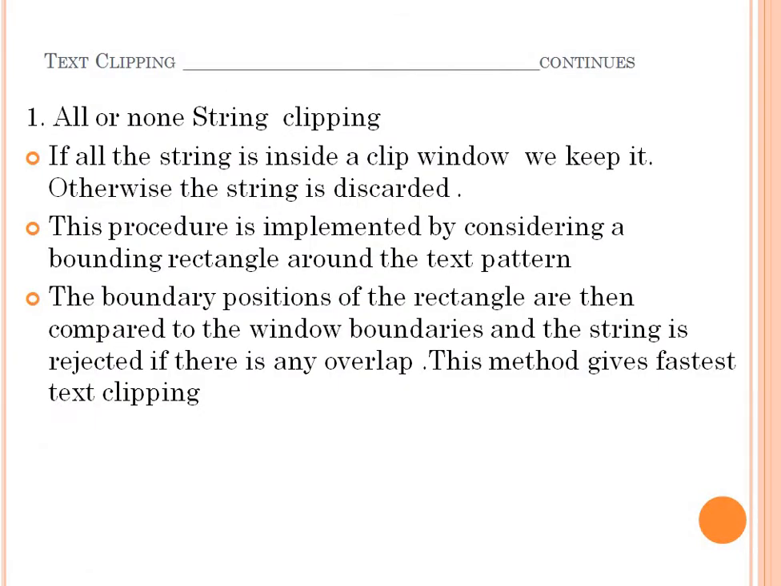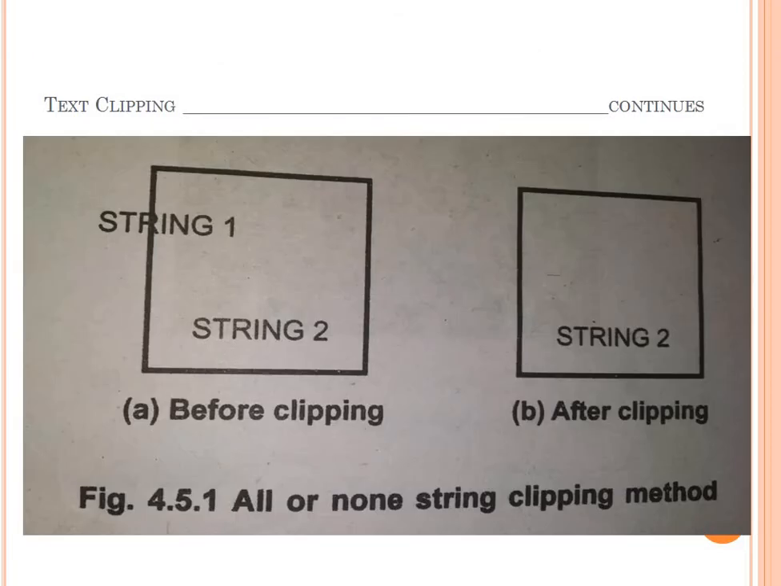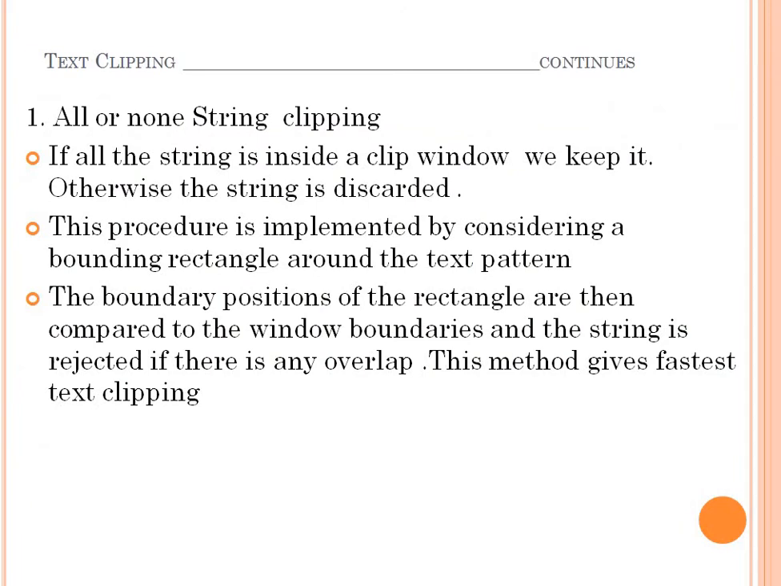So here is the condition: this procedure is implemented by considering a bounding rectangle around the text pattern. The bounding positions of the rectangle are then compared to the window boundaries. If this bounding rectangle is compared to the window's boundary and they match, then the string is accepted. Otherwise the string is rejected if there is any overlap.